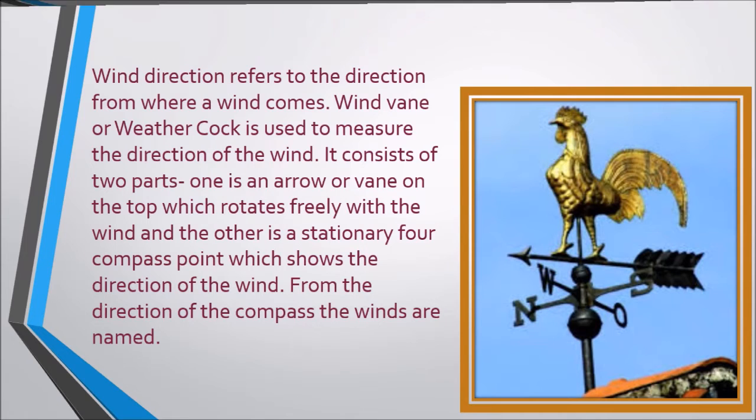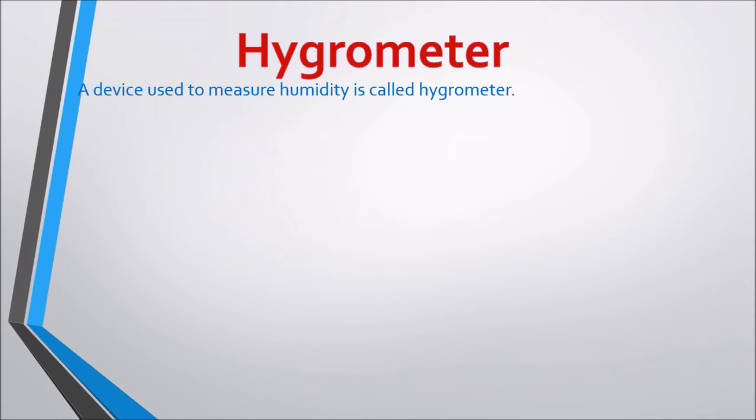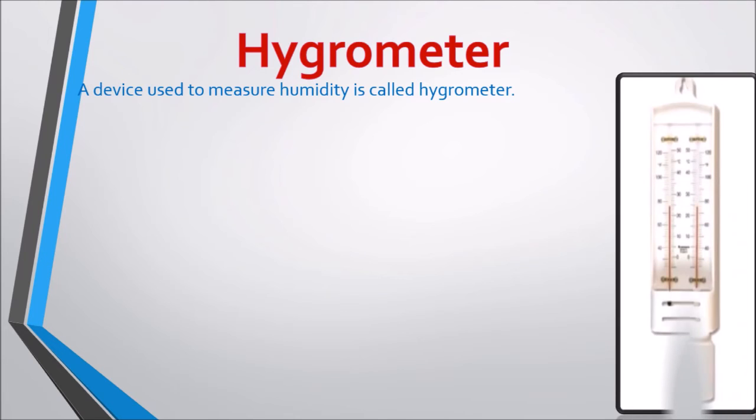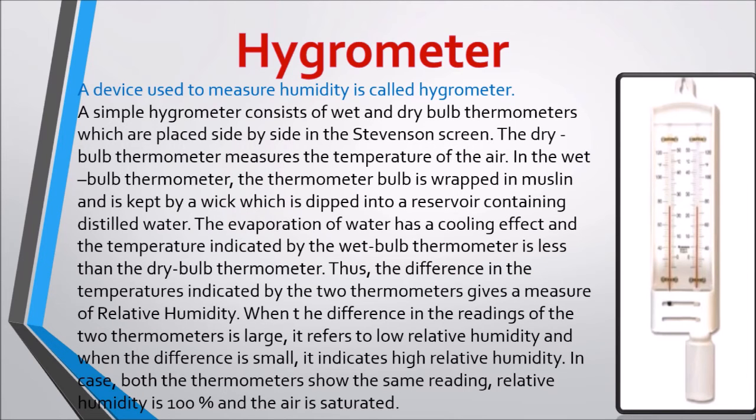The next instrument that we are going to learn is hygrometer. A device used to measure humidity is called hygrometer. A simple hygrometer consists of wet and dry bulb thermometers which are placed side by side in the Stevenson screen. The dry bulb thermometer measures the temperature of the air. In the wet bulb thermometer, the thermometer bulb is wrapped in muslin and is kept by a wick which is dipped into a reservoir containing distilled water.